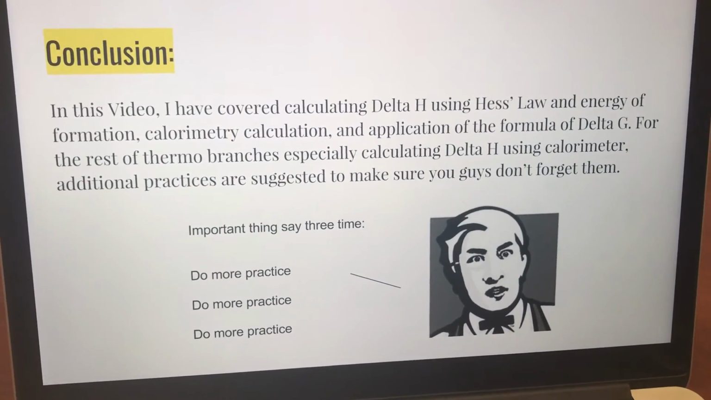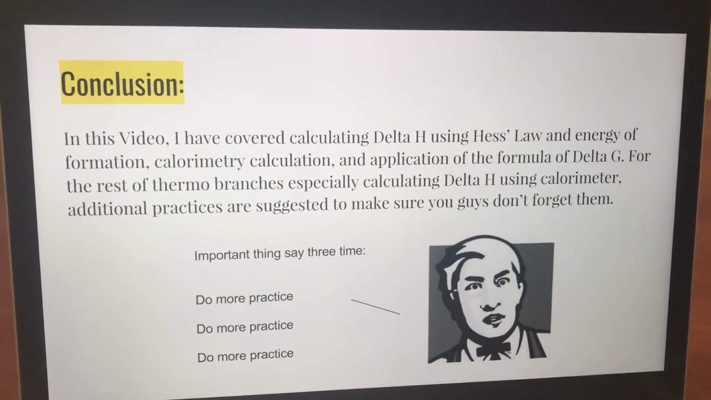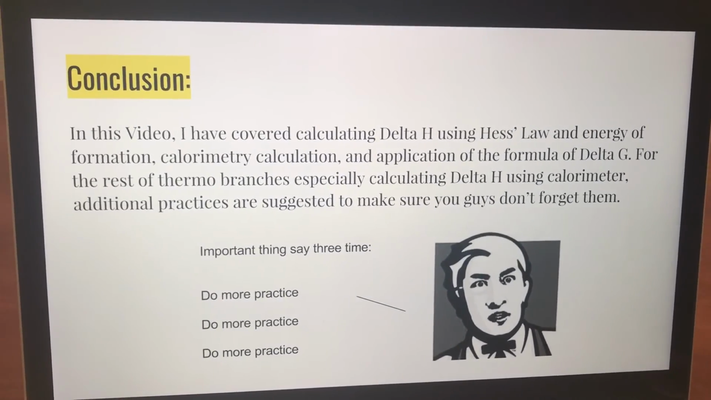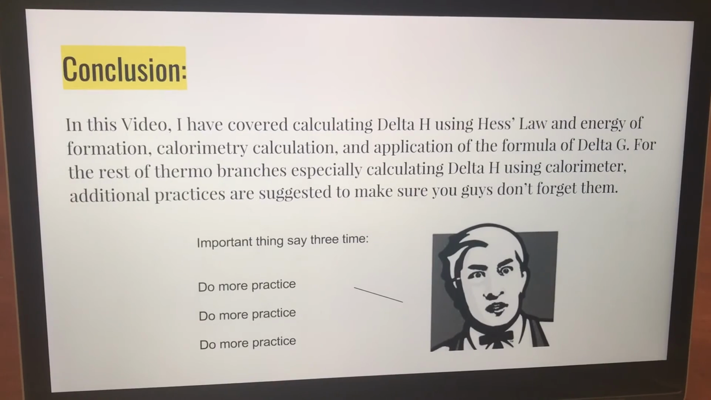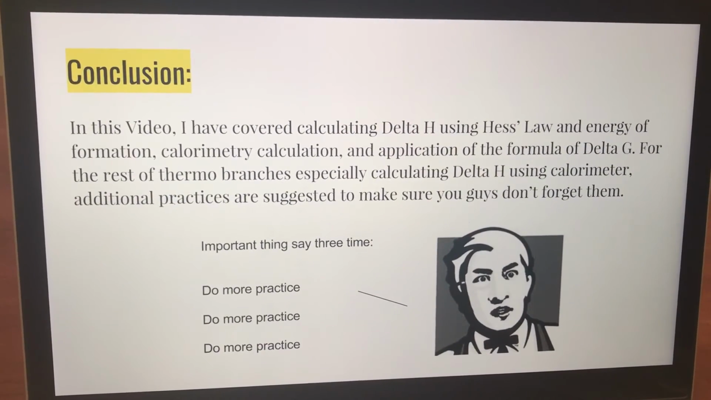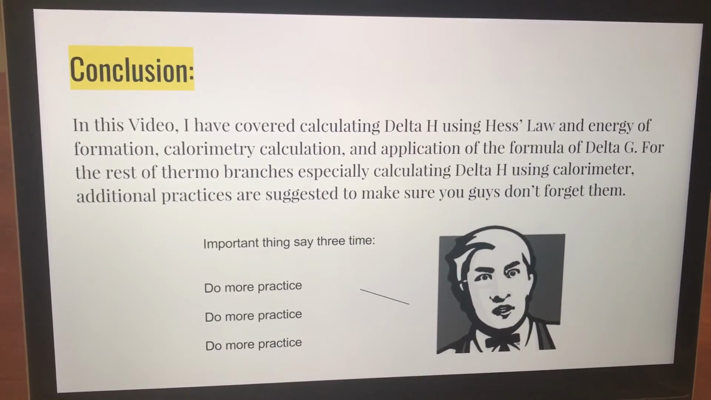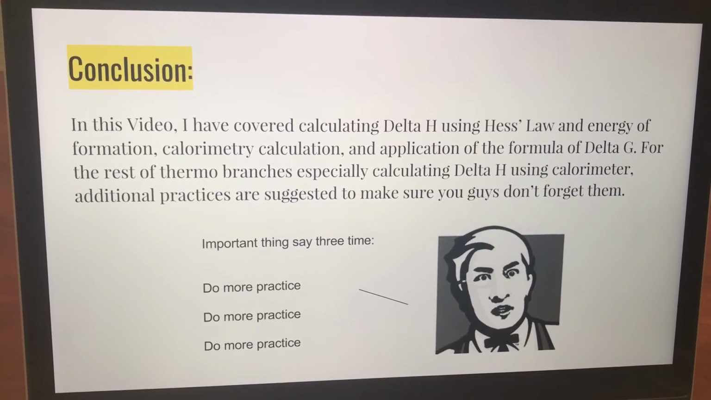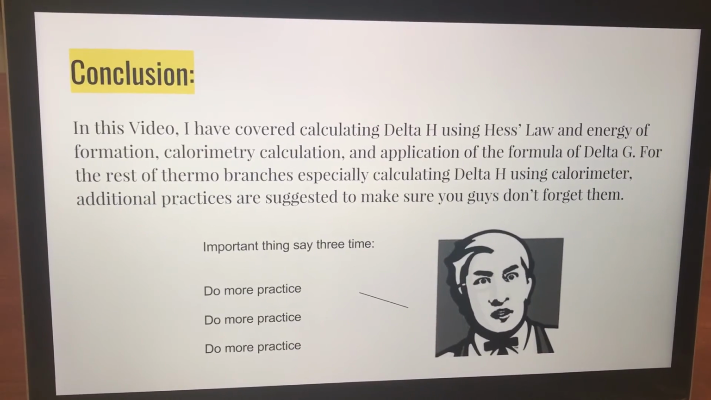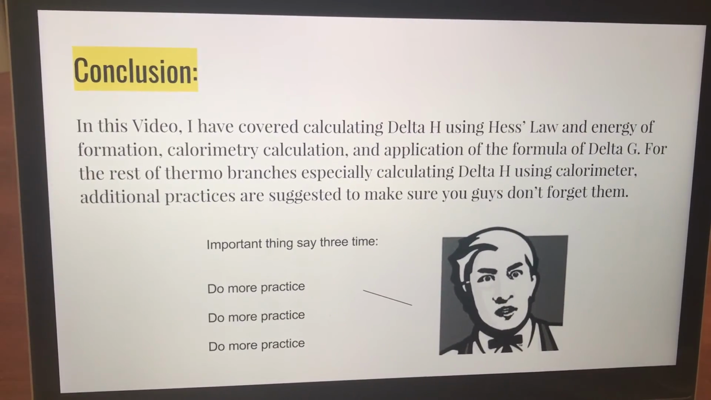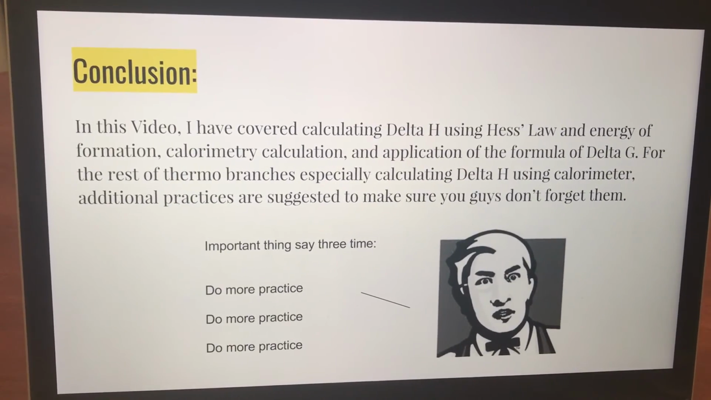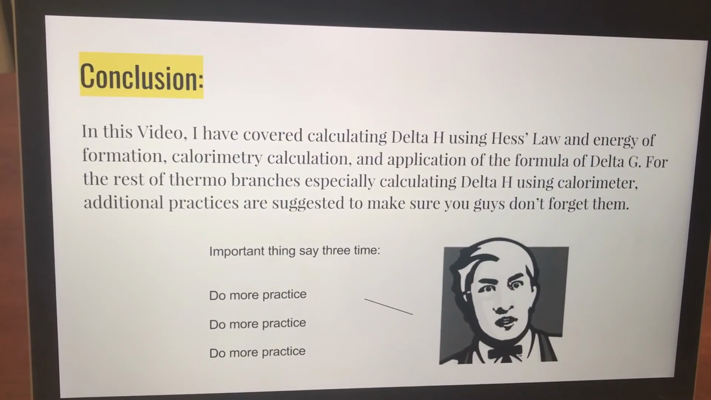So, conclusion. In this video I have covered calculating delta H using Hess's law and energy of formation, calorimetry calculation, and the application of the formula of delta G. For the rest of thermal branches, especially calculating delta H using calorimeter, additional practice is suggested to make sure you guys don't forget them.